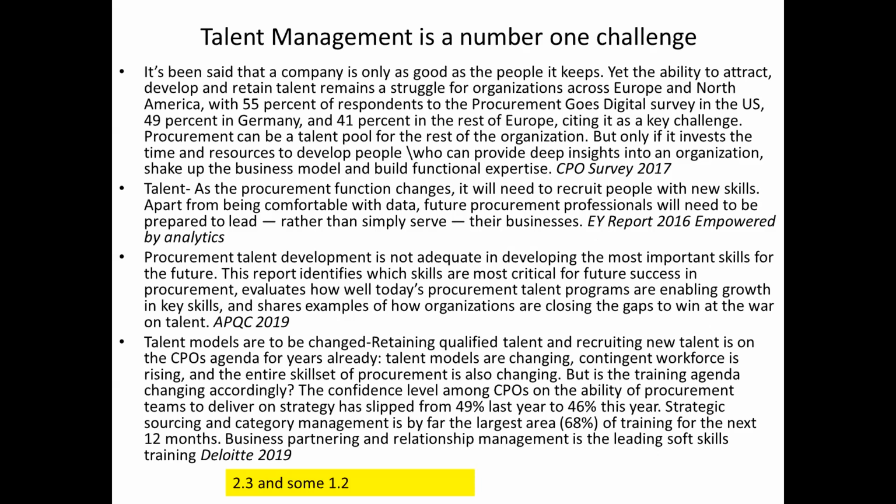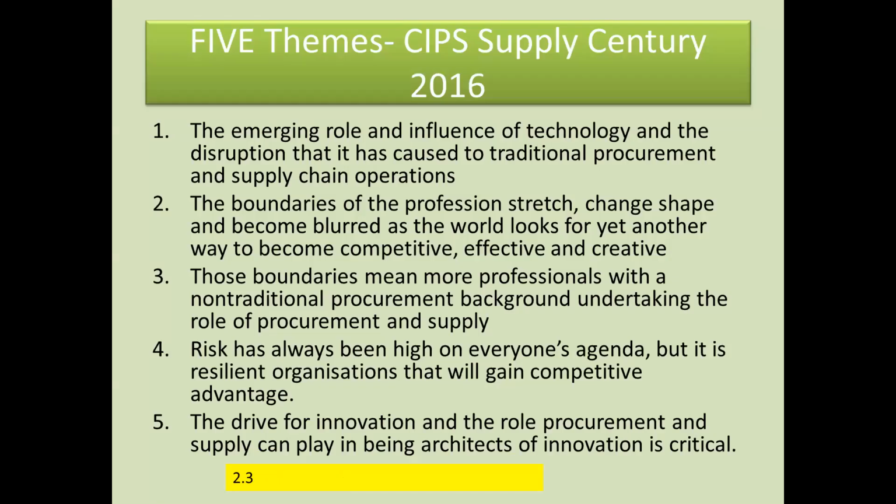The ability to attract and develop remains a struggle. Who says so? The CPO survey 2017. We'll need to recruit people with new skills. Who says so? The Ernst Young report. We need talent development because it's a problem. Who says so? APQC. And then there's a bit more at the bottom from Deloitte about training and development. So T&D, talent development, recruitment, call it what you want. I think that's 2.3 and 1.2. And then, yeah, SIP Supply Century is in the recommended reading.